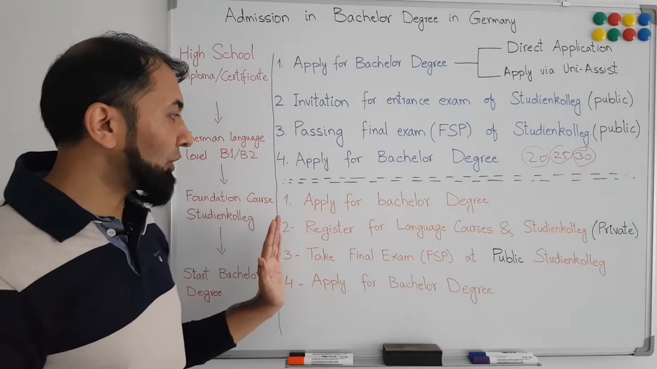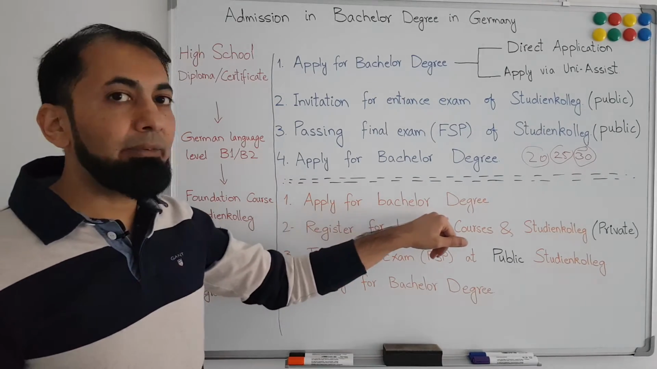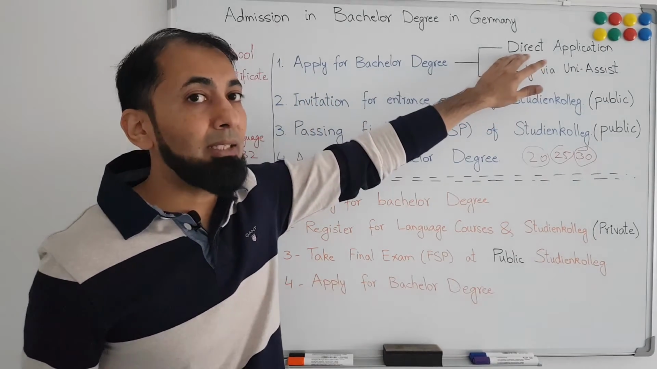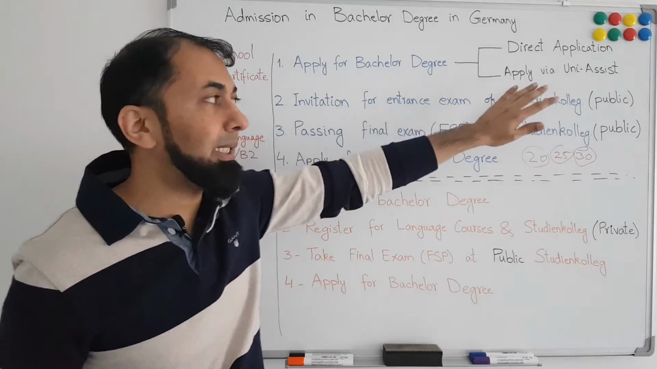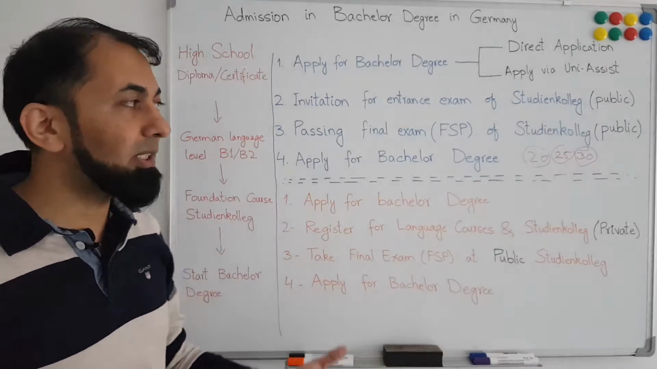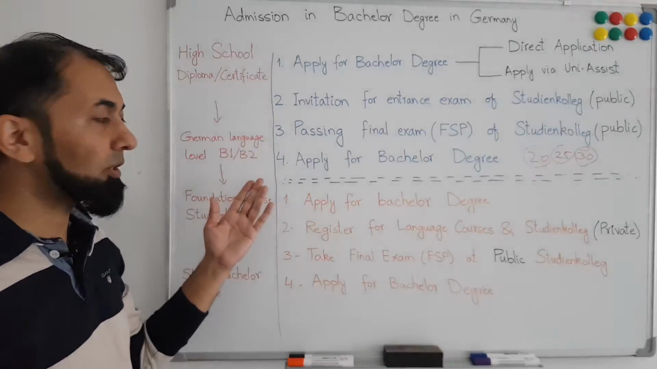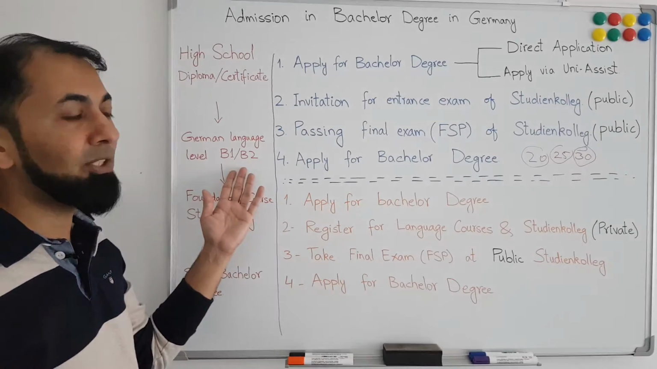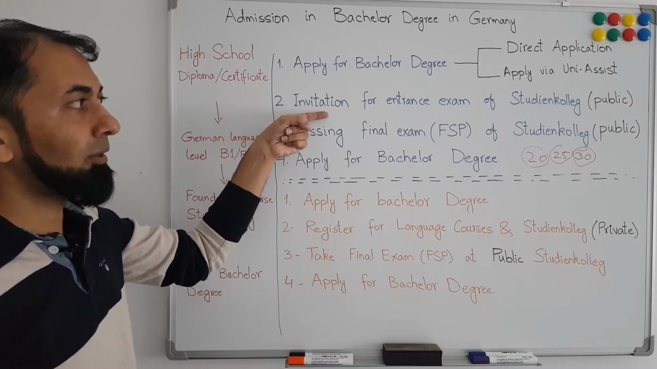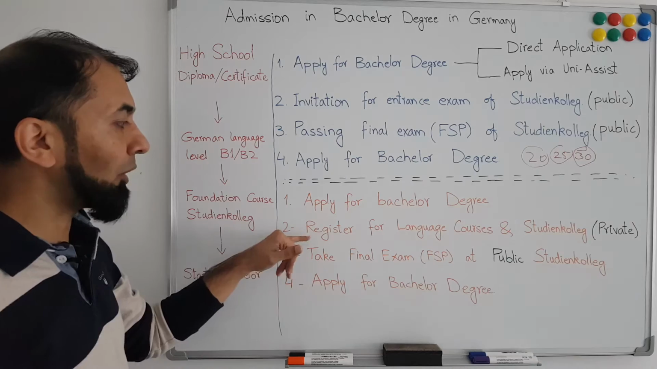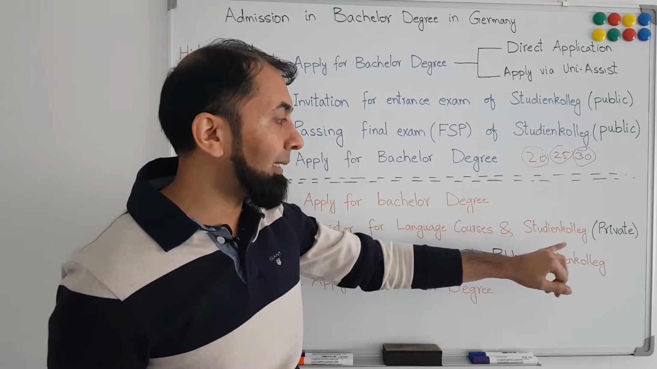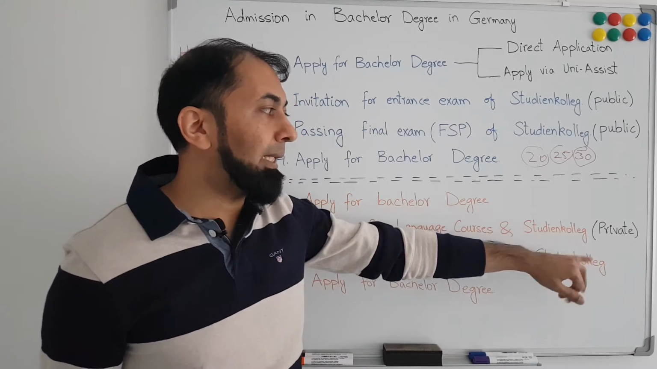Now, the second approach is that you apply for a bachelor degree. Here you have to follow the same steps that I have explained here. You have to see whether the application is direct or via UniAssist. And then after applying, you will definitely get one response, and that response will depend on whether you have B1 level of German language or not. But instead of getting this invitation and following this approach, you have the option to complete the language courses, if you haven't done it until then, and a Studienkolleg in a private institute.